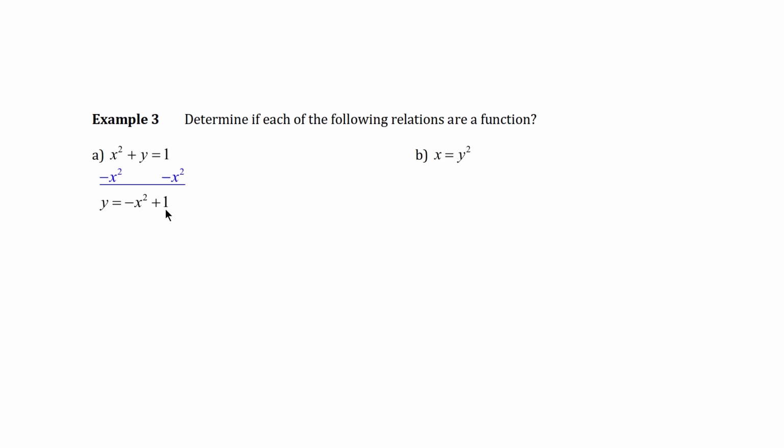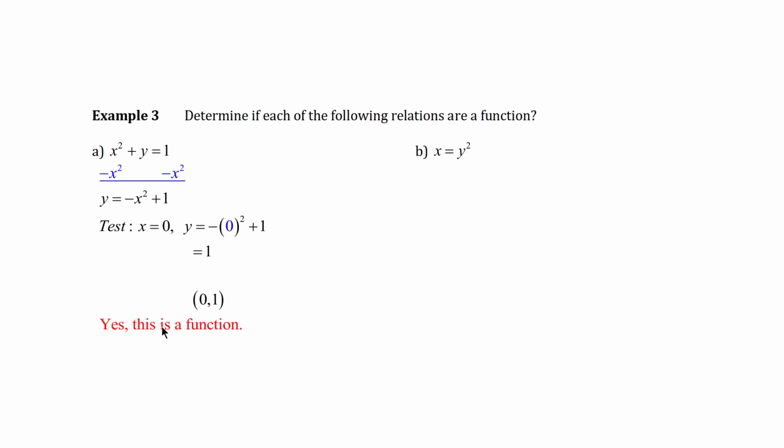From here, we need to pick a value of x, plug that value into our equation, and see what we get out for y. So let's take x equals 0. Plug in 0 for x in our equation, we get y is equal to -0 squared plus 1. Simplifying this, we get that y is just equal to 1, and this means that 0 only corresponds to one y value, which is 1. Yes, this is a function.